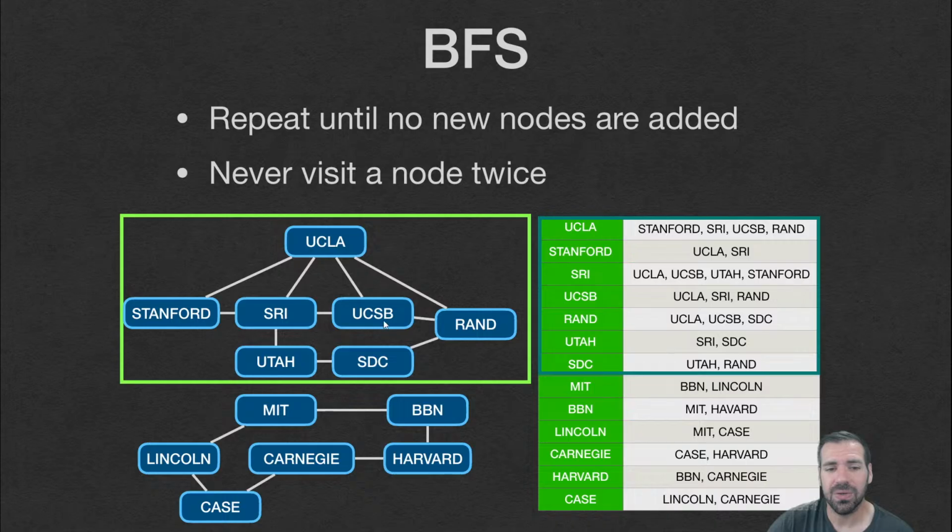Because if we're visiting a node twice, then we're going to visit its neighbors a second time, then visit it a third time, and we're probably going to go infinite. So never visit a node twice. We're visiting every single node exactly once.